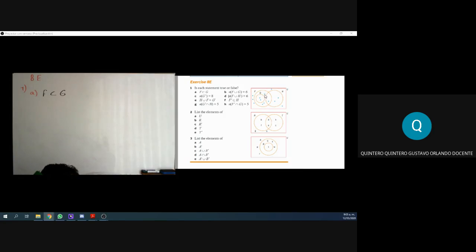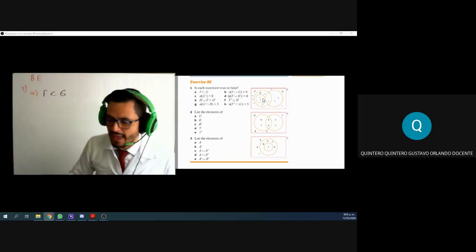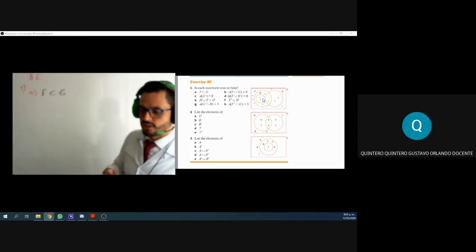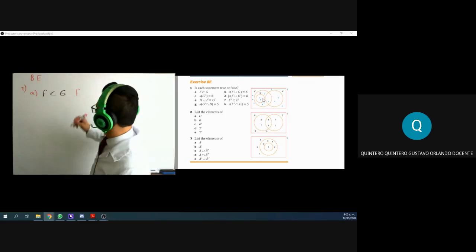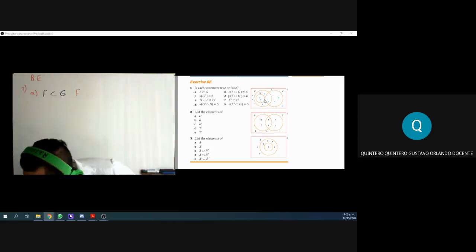Look at this. This little dot over here is a dot that is inside F. But that little dot is not inside G. Also, this one and these two over here, these 4 dots, these 4 elements in F are not inside of G. Meaning, F is not contained in G. Not every element in F is also in G. This one is false.